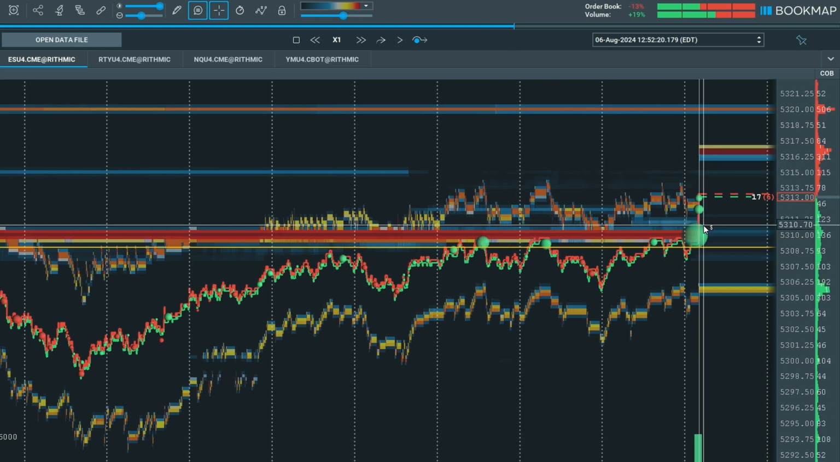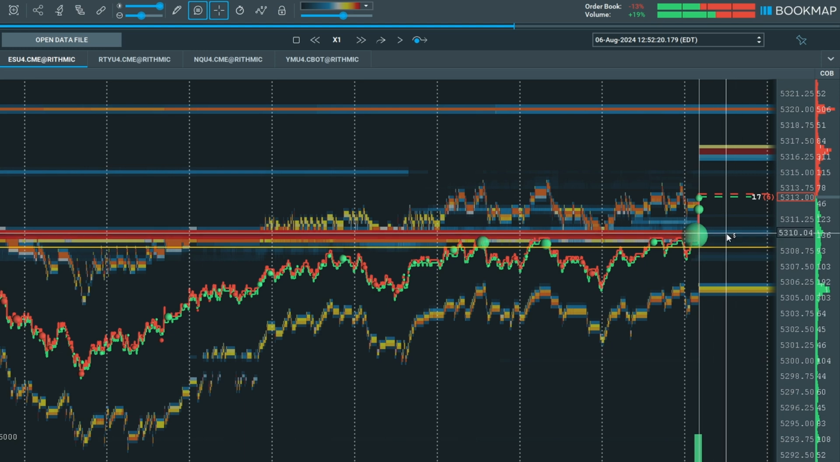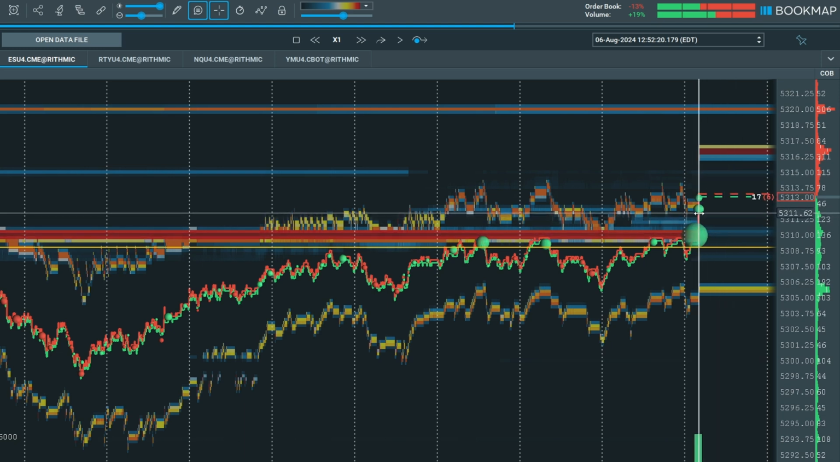Now look, we get the big bubble. As soon as you see the big bubble, all the orders were taken. You can see the red line is gone. So now we could essentially enter the market right here near the top of the bubble.